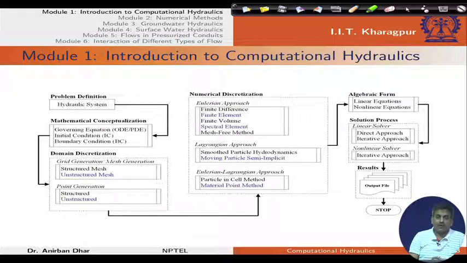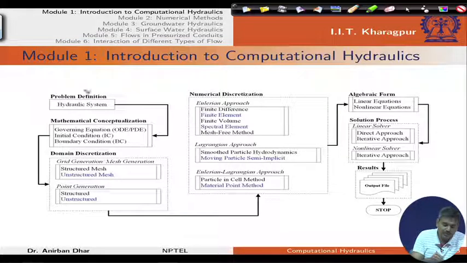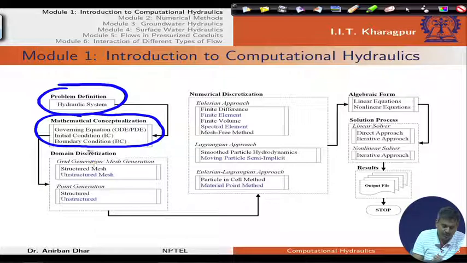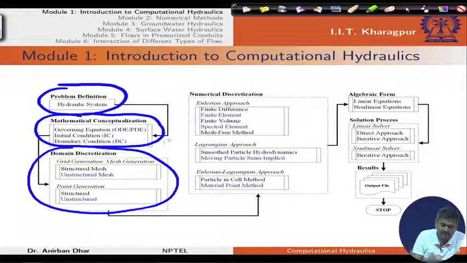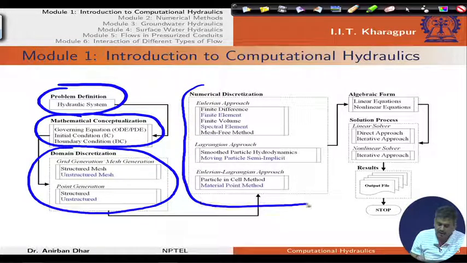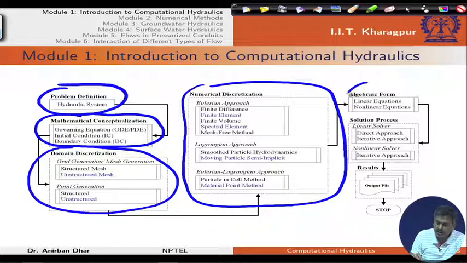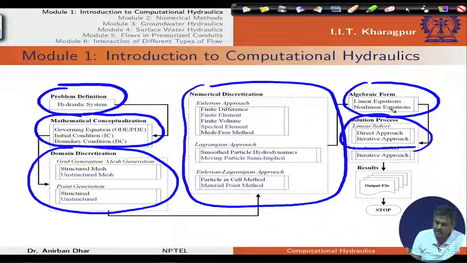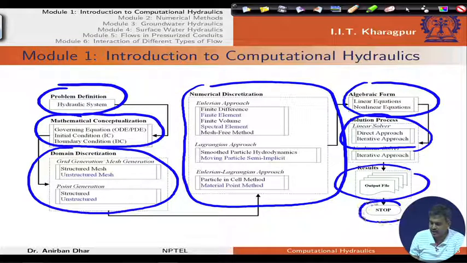At the end of module 1 we summarized our total course in terms of a flow chart. We started with problem definition, mathematical conceptualization, domain discretization, numerical discretization, algebraic form, solution process, whether linear or nonlinear, results, and the end structure.